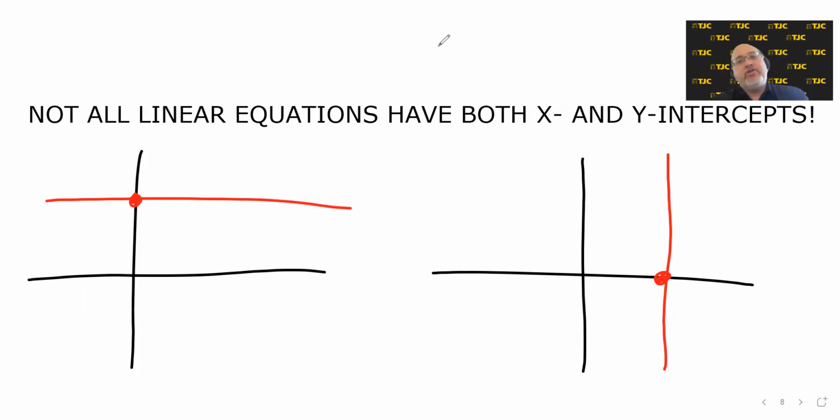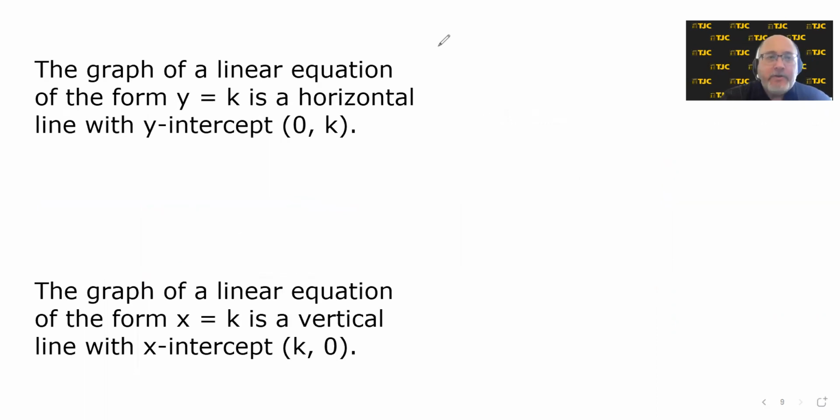You can only draw a line that possibly misses one or the other. But if it's not a horizontal line and if it's not a vertical line, then it will hit both the x and the y-axis. It is worth mentioning that it's possible for a line to have a single point that serves as both the x and the y-intercepts if that line crosses through the origin. The origin is the only point common to both the x and the y-axis.